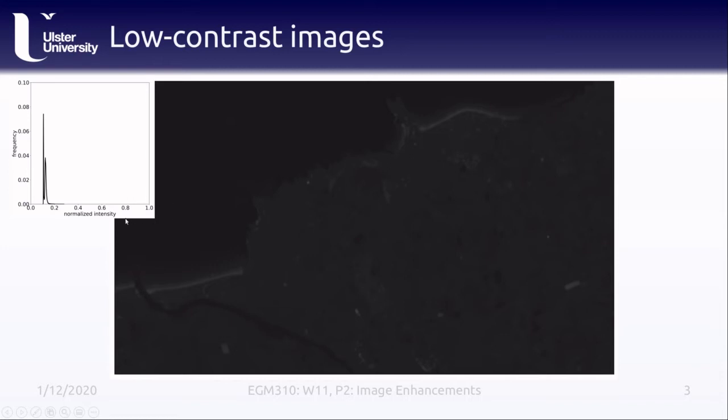Most of the image is squished into this range between 10% and 20% of the total possible range of values, so we would also say that the dynamic range of this image is quite small. It doesn't make use of the whole range of possible values. The image thus has a very low contrast. The difference between the brightest and the darkest areas is very small.